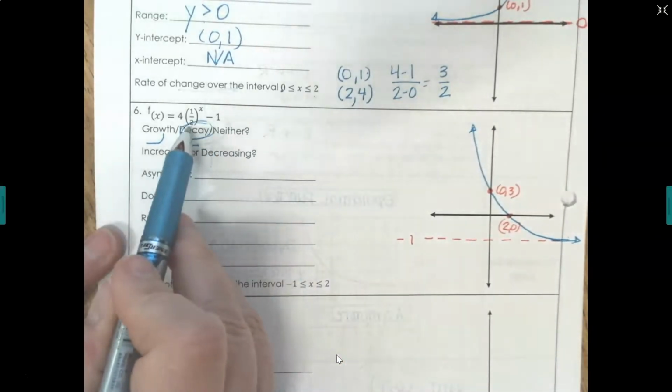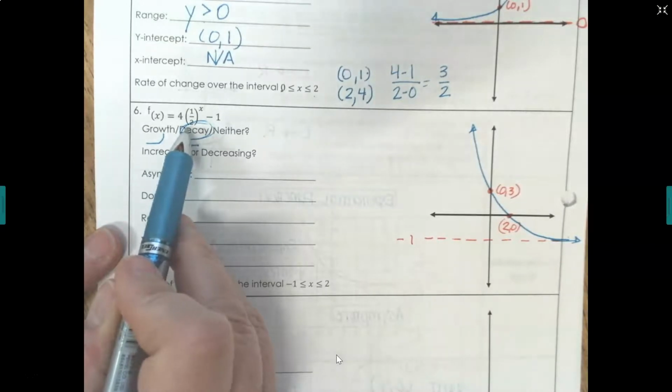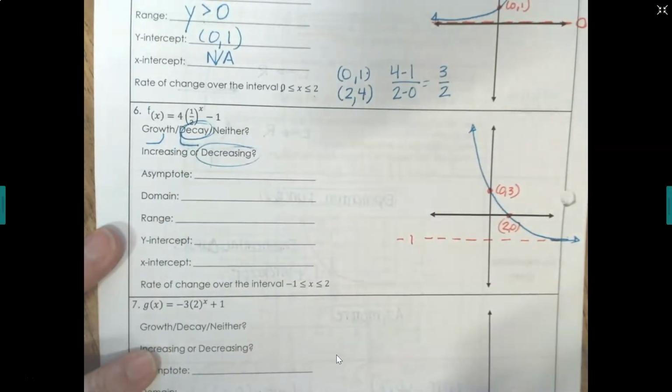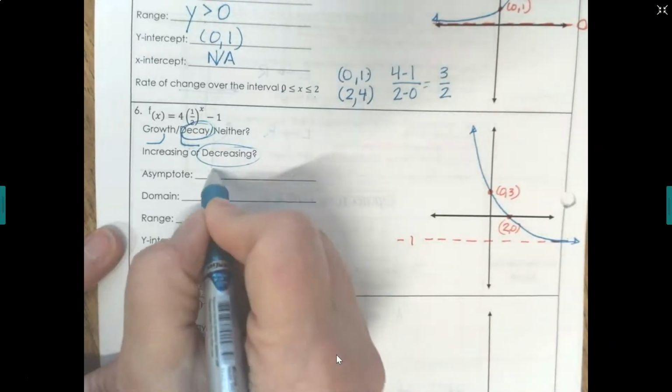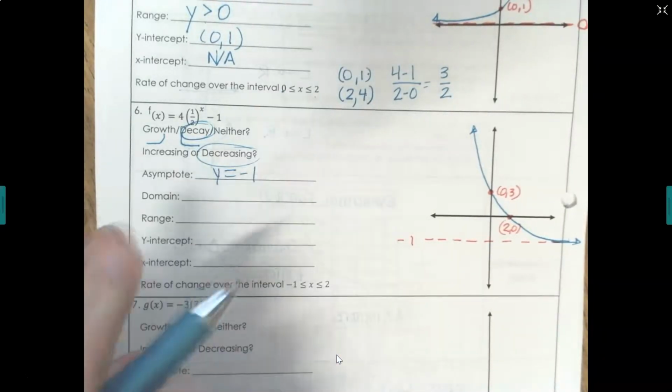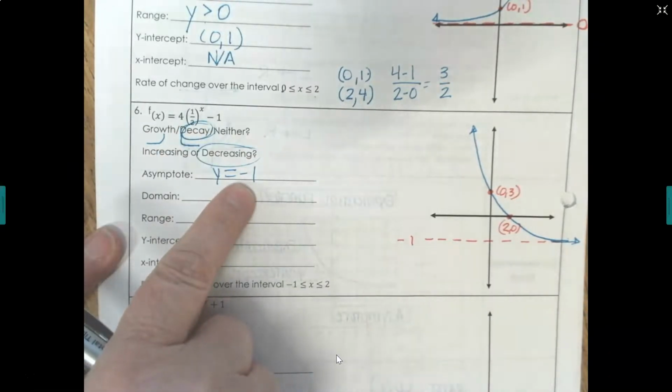Notice our B value is between 0 and 1. We talked about that at the beginning. That's our B value. So as the graph goes left to right, it's decreasing. Our asymptote, we already sketched it in. It was here where y was -1. And if we check, look, it says -1 on the end, so that tells us what our asymptote is.